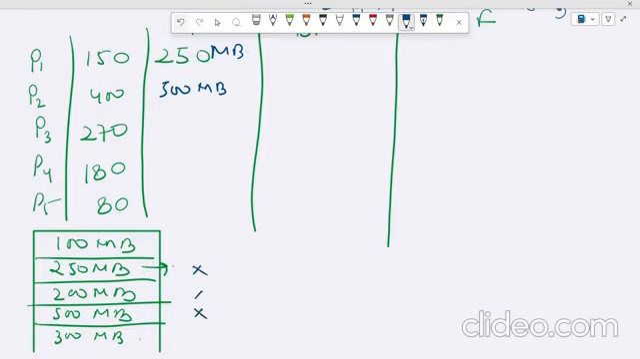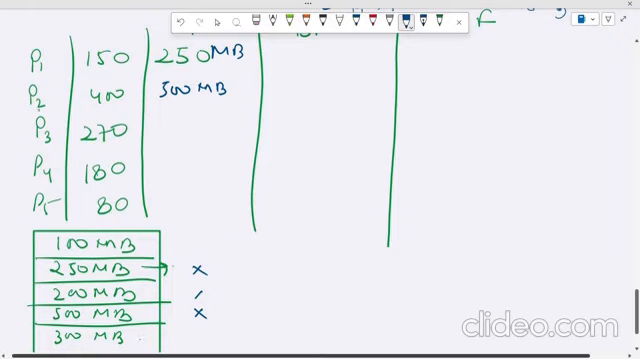Now the third one is P3. Start from the starting: 100 MB, 250 is needed, definitely not able to access. Now moving towards the next block, which is 200, definitely not able to access. Then the block left is 300. P3 is able to access this block because it needs memory of 270 and here the memory is 300. Definitely this block goes to P3. Now the last block is also allocated. Two blocks left, 100 and 200. Two processes left. P4 needs 180. Start from the starting.